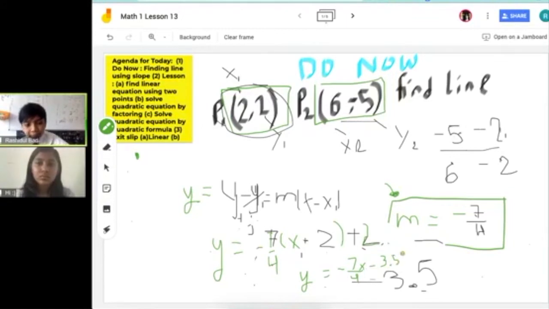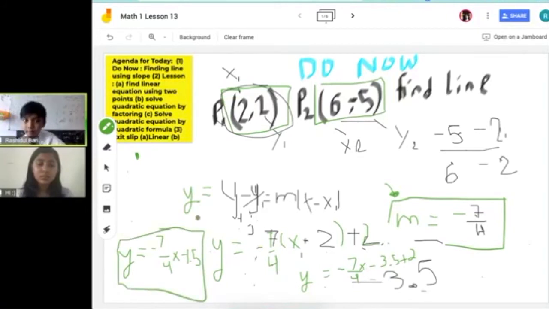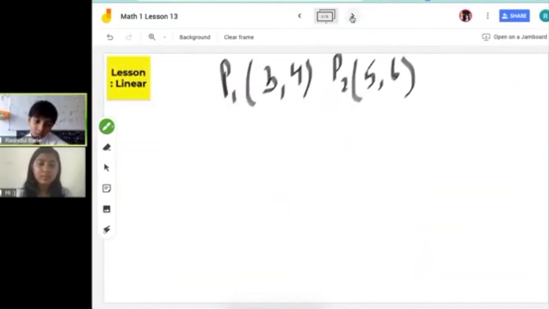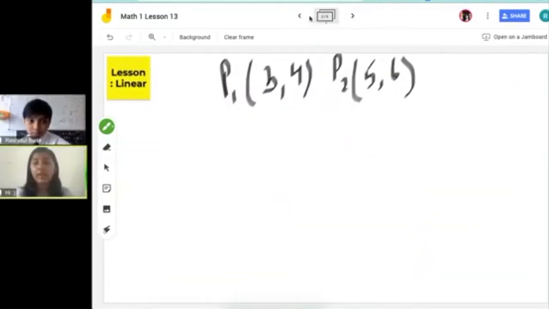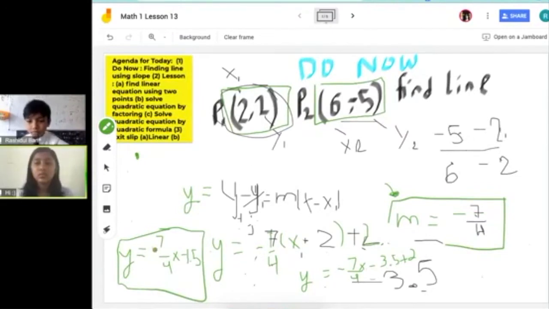So if you add 2, that would give you the equation y equals negative 7 over 4x minus 1.5. That's the equation. In decimals, would negative 3.5 also make sense? Yeah, that makes sense too, because 7 over 2 is 3.5.